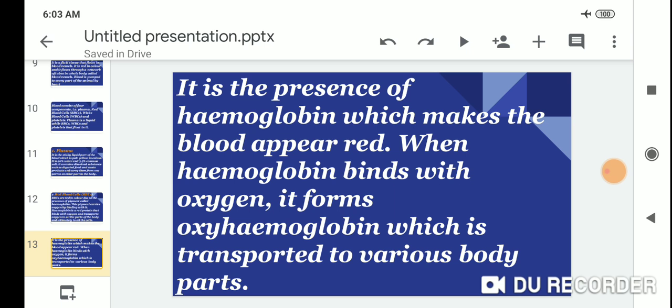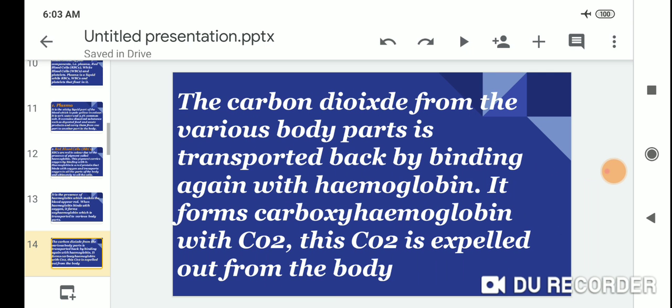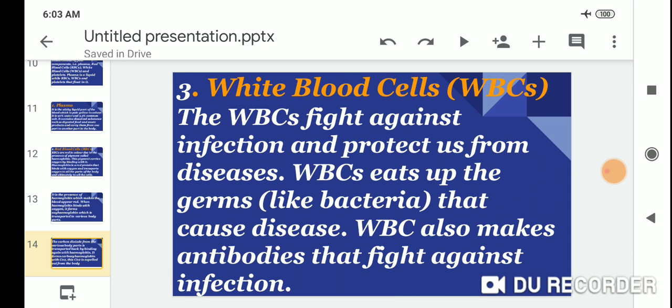When hemoglobin binds with oxygen, it forms oxyhemoglobin, which is transported to various body parts. The carbon dioxide from the various body parts is transported back by binding again with hemoglobin. It forms carboxyhemoglobin with the CO2. This CO2 is expelled out from the body.